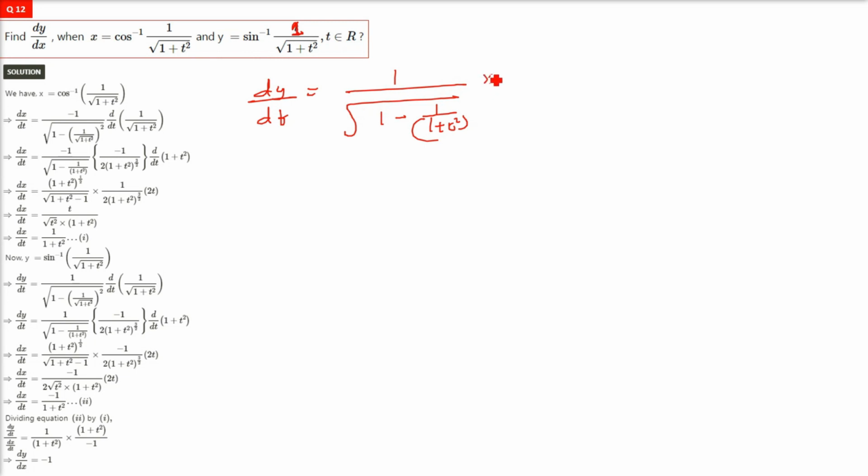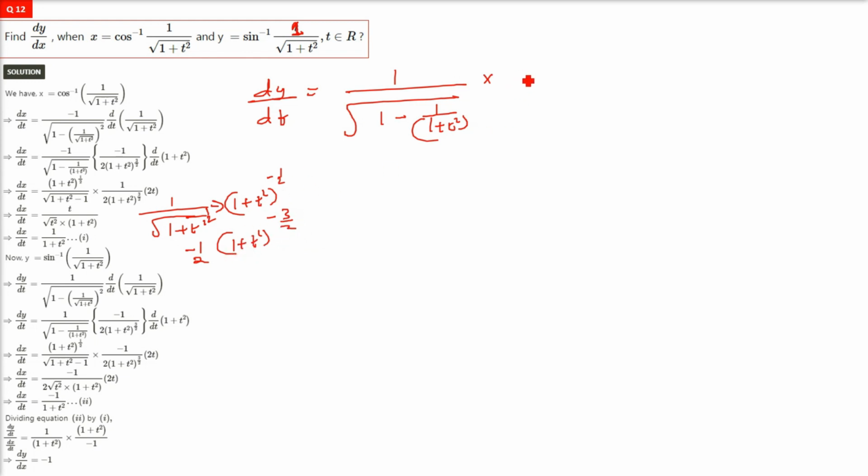Okay. Now differentiation of 1 by under root 1 plus t square. How it will be done? 1 by under root 1 plus t square is nothing but 1 plus t square to the power minus half. Now let us differentiate it. Minus half, 1 plus t square to the power minus half minus 1. So minus 3 by 2 it will be.